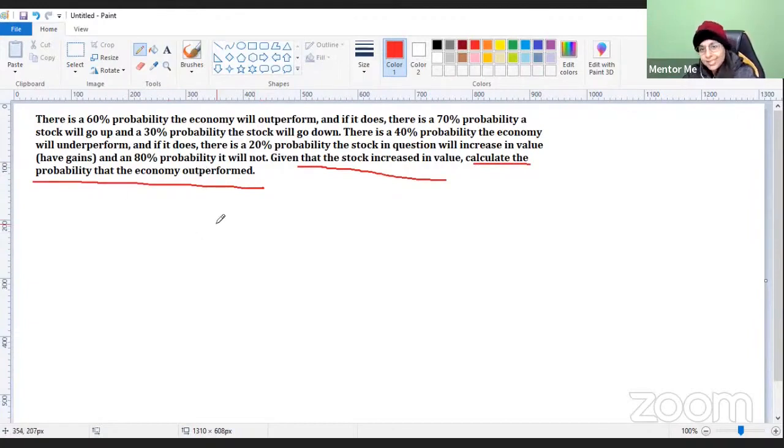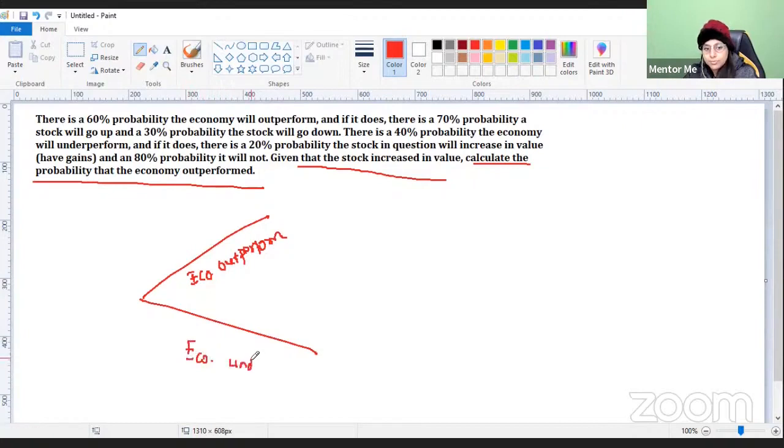Okay, so let's create a tree here to incorporate all this information. So there are two main things that can happen. One is that the economy will outperform, and the other is that the economy will underperform. If the economy outperforms, first of all, what is the probability of it happening? There is a 60% probability of the economy outperforming, and there is a 40% probability of economy underperforming, correct?